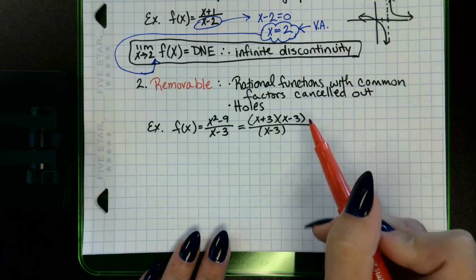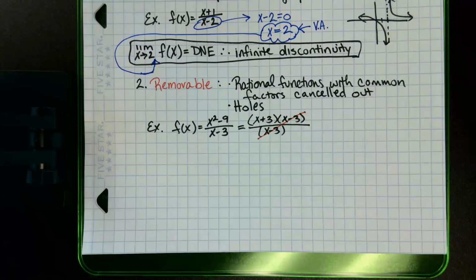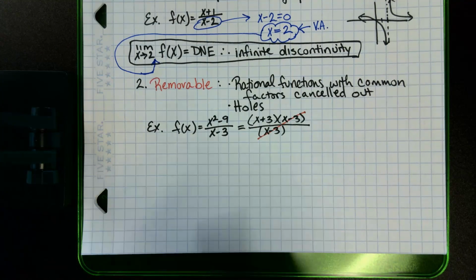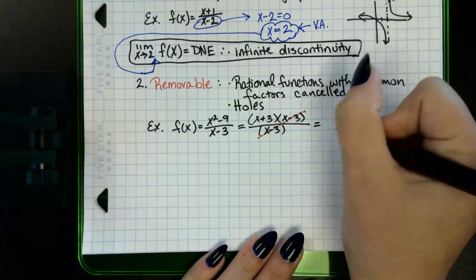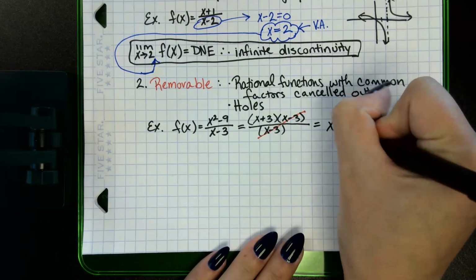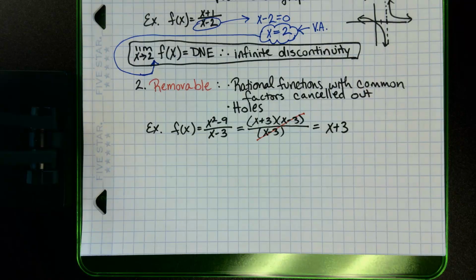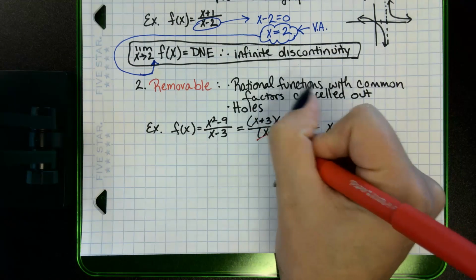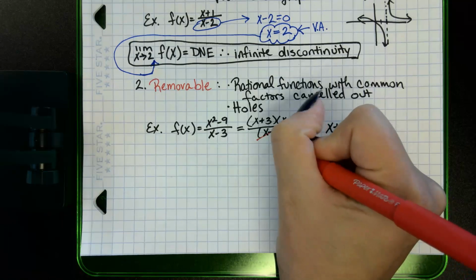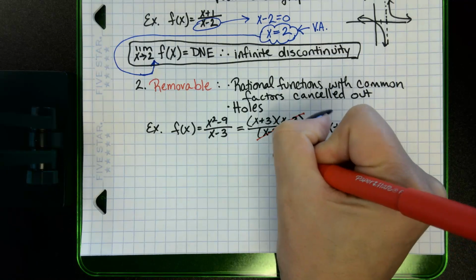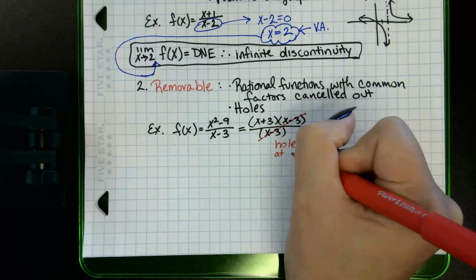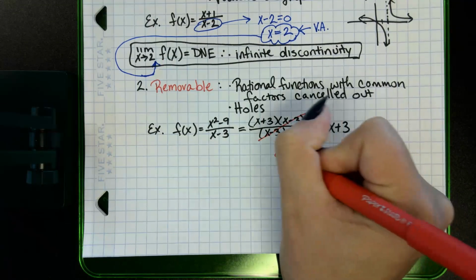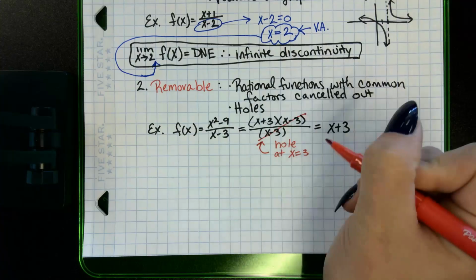So I can remove them, right? You cancel them out, you're removing them from the equation. And all that's left is x plus 3. So right here, since I removed x minus 3, I create a hole at x equals 3, because I removed it.